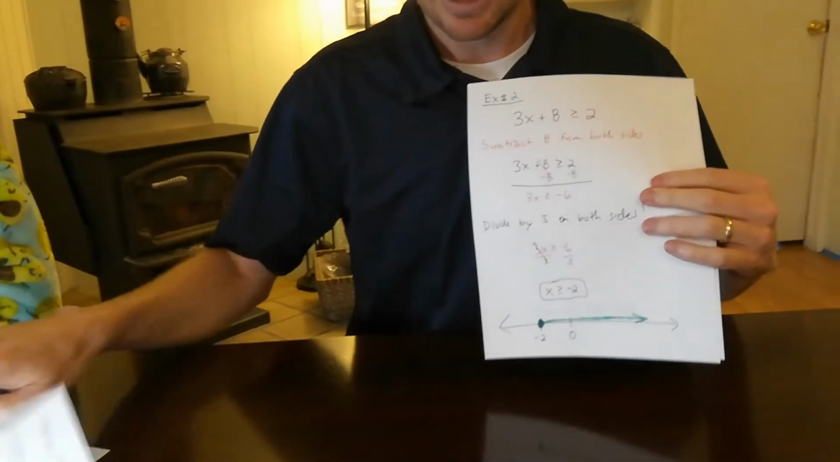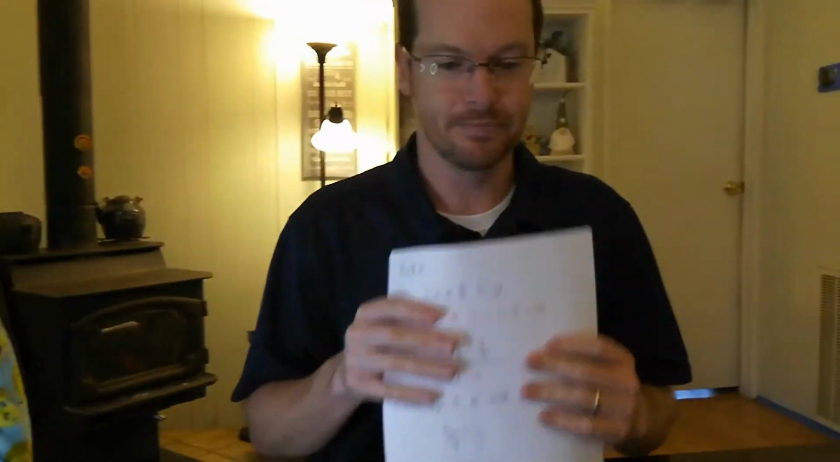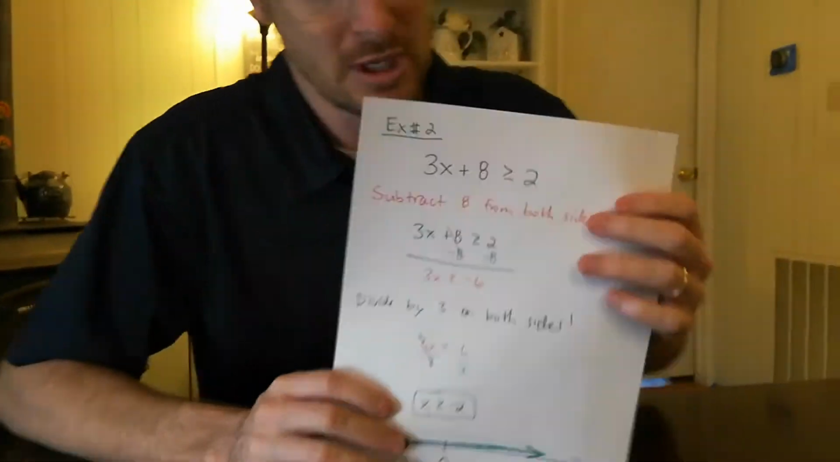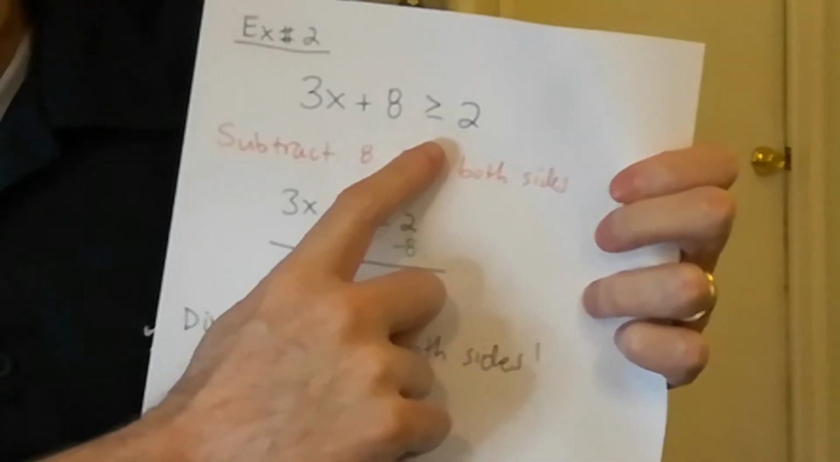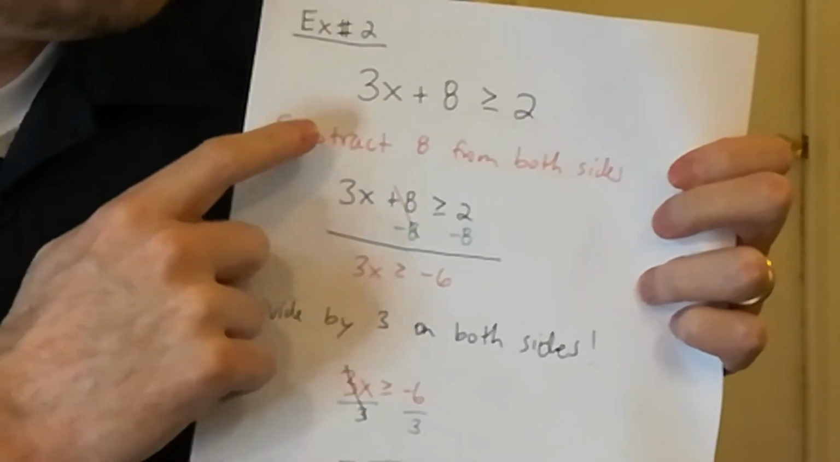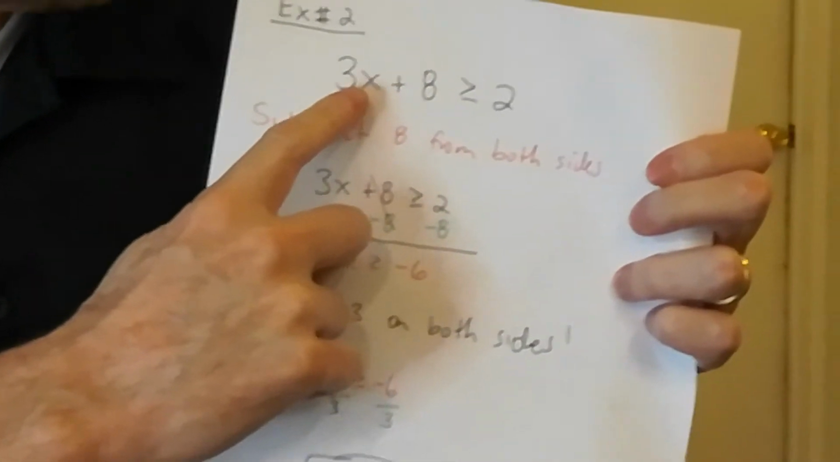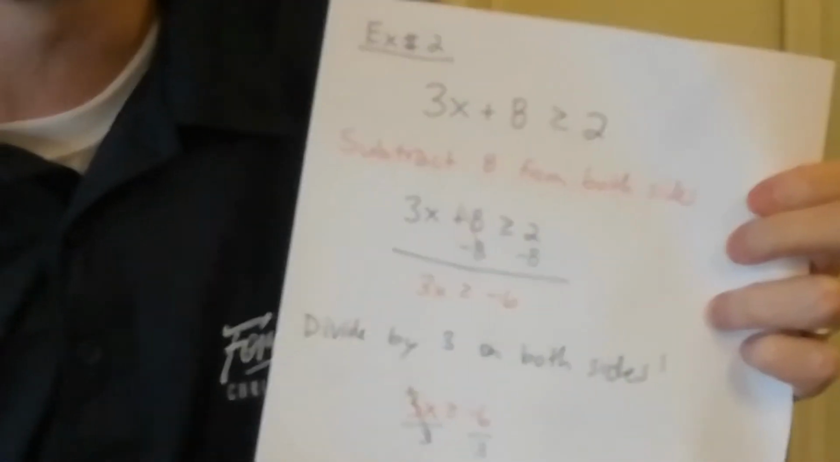Let's look at example number 2. This problem right here says 3x plus 8 is greater than or equal to 2. In order to solve this problem, you got to get x by itself, just like the other problem.